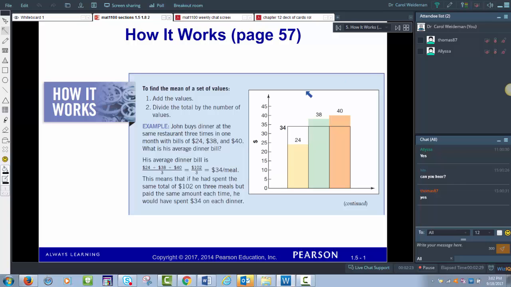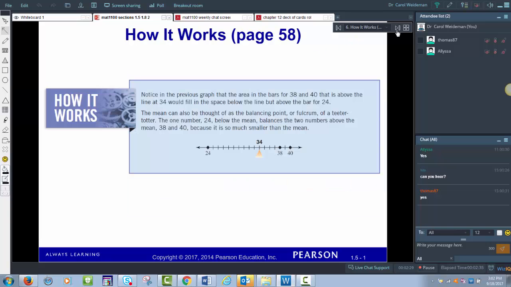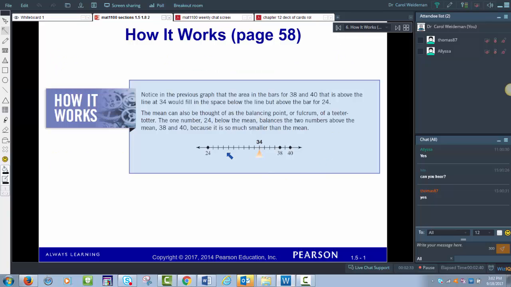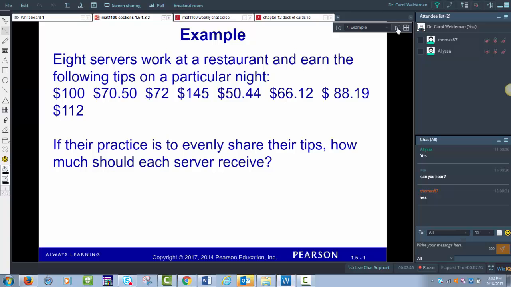Okay, and then there's a little block in your book here on page 57 on how to find the mean. I think most students know how to do that. It's not too difficult. And one thing, if you want to think about, the mean is really like the balancing point of the data set. So it's the middle such that the distance from that number to all the numbers below equals the distance from that number to all the numbers above. So it's really the balancing point for the data set.